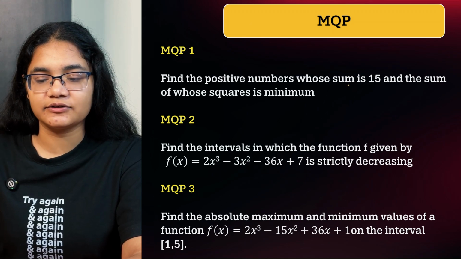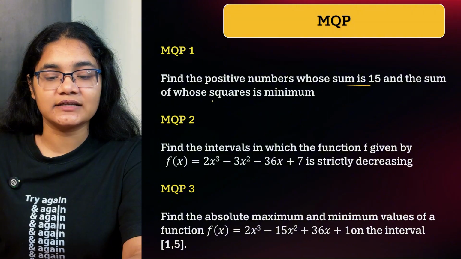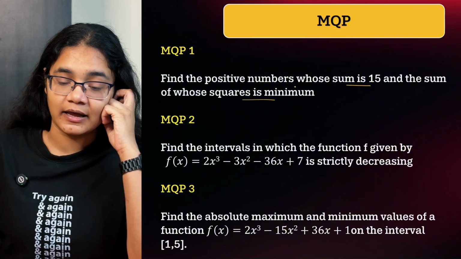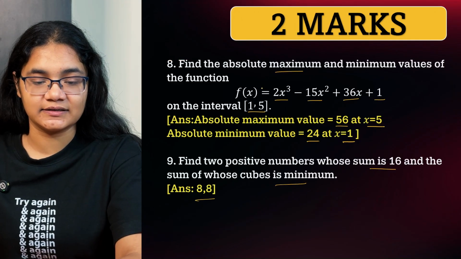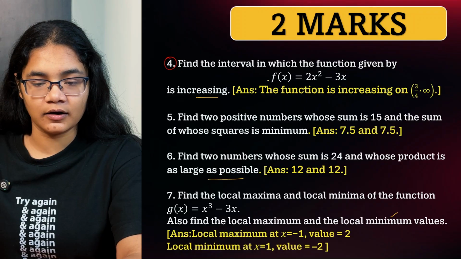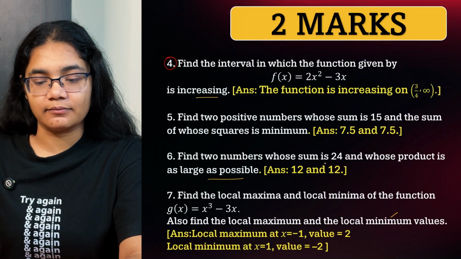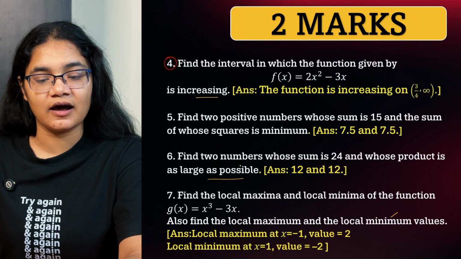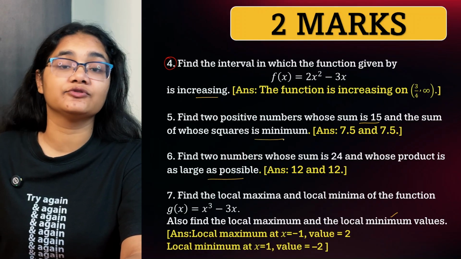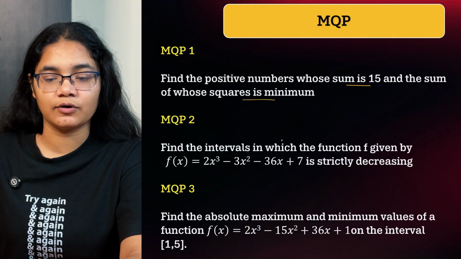Find the positive numbers whose sum is 15 and the sum of whose squares is minimum. We have just discussed a similar question in the 2 marker section. You can see here, find the numbers whose sum is 24, product is maximum. You can find the two positive numbers whose sum is 15 and the sum of whose squares is minimum. Okay, so that is what is here.